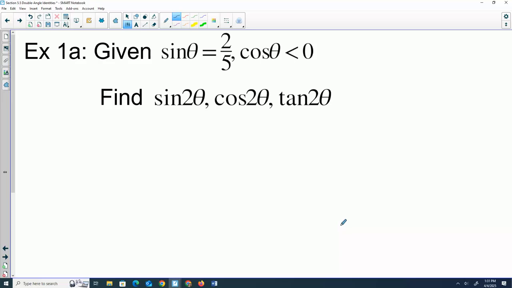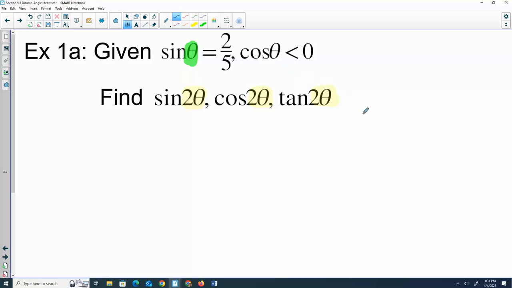So this tells us if sine of theta is 2/5, cosine theta is less than 0. I want to find sine of 2 theta, cosine of 2 theta, tangent of 2 theta. So you'll notice the difference. This is for theta. I want to know 2 theta. So I cannot just take it times 2. It's on my angle. So we can use our identities. We have to have a little more information.